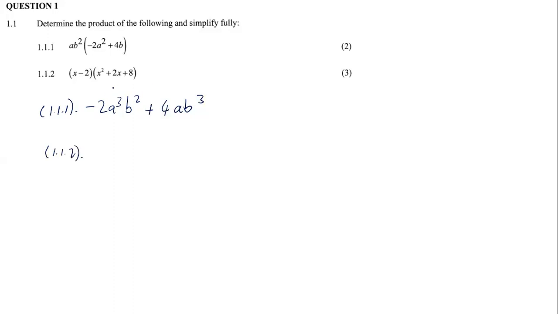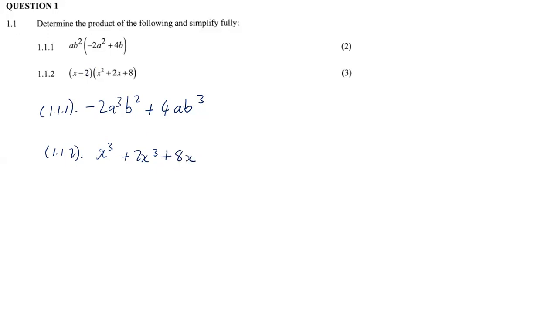We are given these two terms, and we need to multiply them together. We firstly distribute this one over here. We're going to say x multiplied by x to the power of 2. We add the exponents. It's going to be x to the power of 3. We're going to say x multiplied by 2x. It's going to be 2x to the power of 3. And then x multiplied by positive 8. It's going to give us positive 8x.